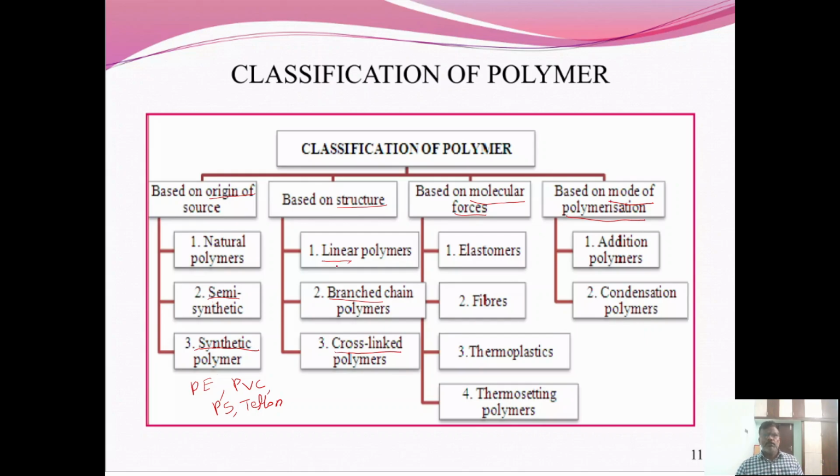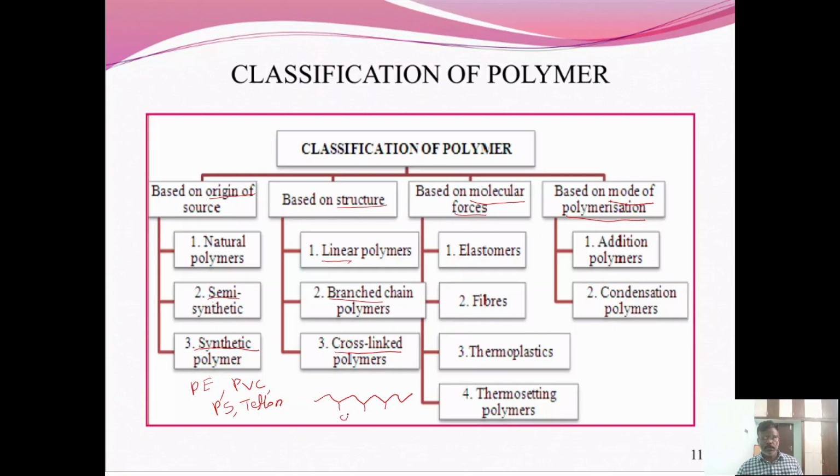So a linear polymer means it's a straight chain. Polythene comes under the linear polymer. Just imagine these are all carbons. So a branched polymer means you have a linear polymer where you have branches. That means some groups are attached as a branch. Maybe here, here, here.